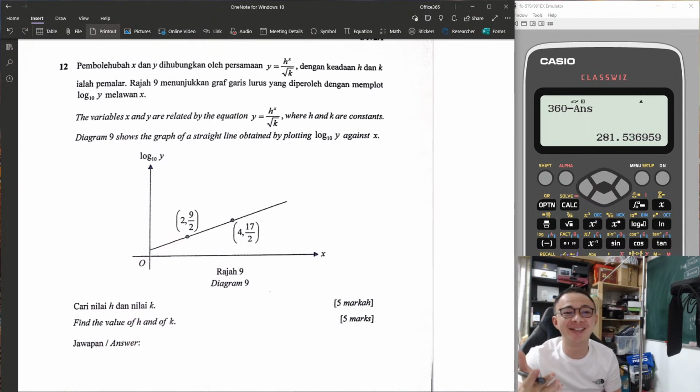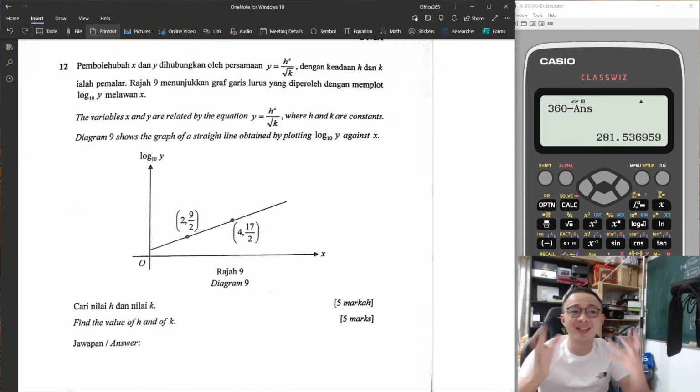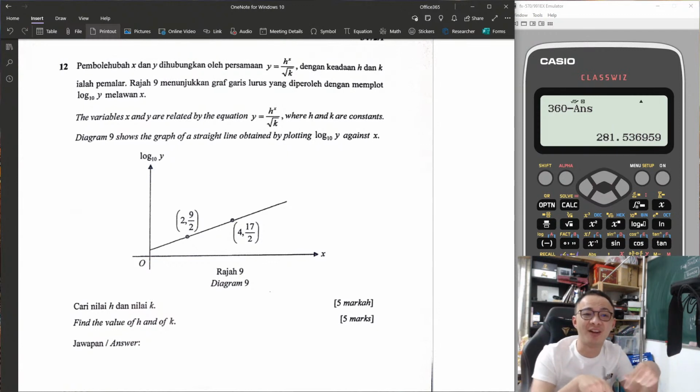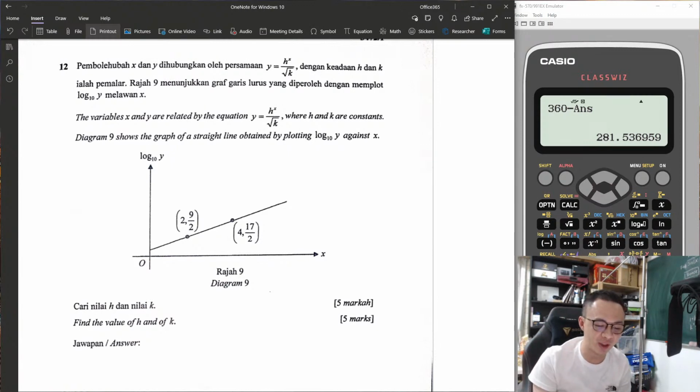Normally I would say linear law never gives us a surprise. It's quite easy. So the variables x and y are related by that equation, where h and k are constants. So diagram 9 shows the graph of the straight line obtained by plotting log 10 y against x, and then asks us to find h and k. So in order to link h and k with the diagram, we want to change the equation given into y equals mx plus c, which is what we always do in linear law.